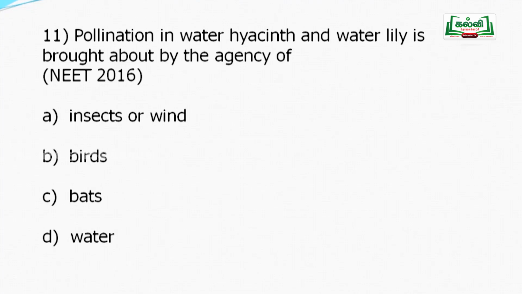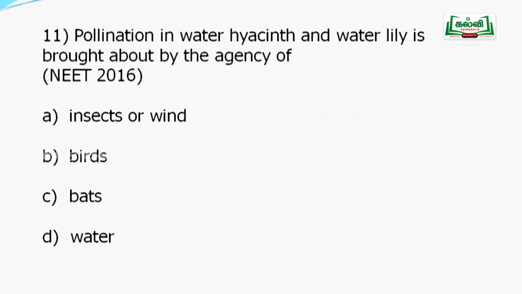Then question number 11, pollination in water hyacinth. Water hyacinth, you know, Eichhornia, and water lily is brought about by the agency of pollination. Pollination is nothing but transfer of pollen grain from the anther lobe to the stigma of the carpel. Pollination in water hyacinth, the free floating hydrophyte, and water lily, an attached floating hydrophyte, is by: option A, insects or wind, option B, birds, option C, bats, and option D, water. Insects, birds, water and bats.